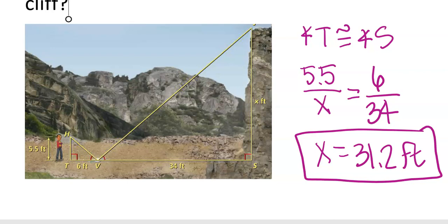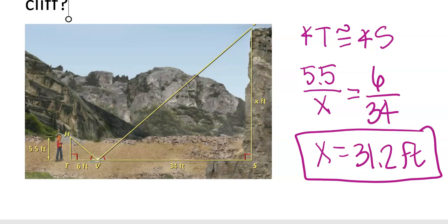Would it matter if you went from the right triangle to the left triangle? No, basically it would be 6 over 34 equals 5.5 over x. It wouldn't matter which side you started with. You could have x over 5.5 equals 34 over 6. There's lots of different ways that you can do it. The only thing I do not want you to do is 5.5 over 6. Don't take these two over each other because those two do not compare. It's this one to that one, this one to that one. So as long as your setup matches that in some way, you're good.